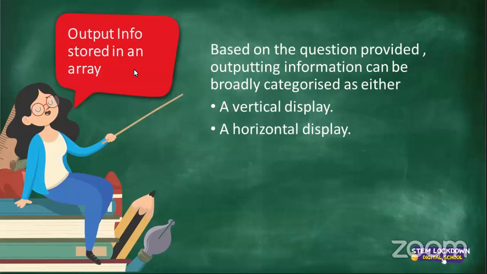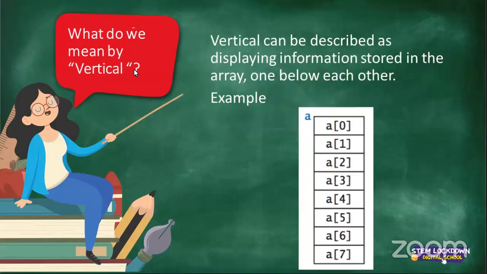So what do we mean by the term vertical? Vertical can be described as displaying information stored in an array one below each other. We know what vertical means, but what does it mean in this context? It means displaying information one below each other. As you can see in this image that I put over here, it's taking the contents of the first value in the array, placing it below the second, third, fourth. All we are doing is displaying one below each other. That's the first category, which is displaying an array vertically.